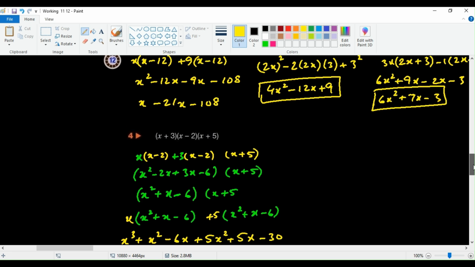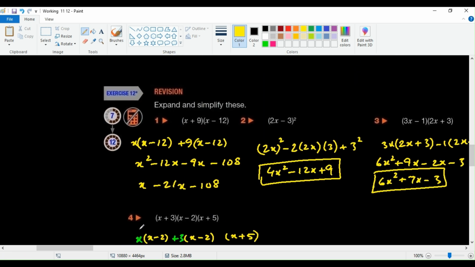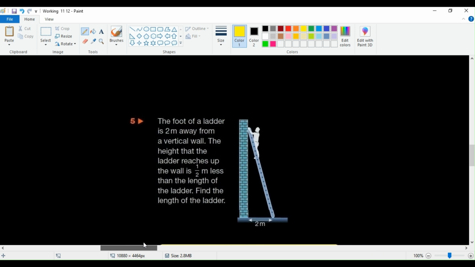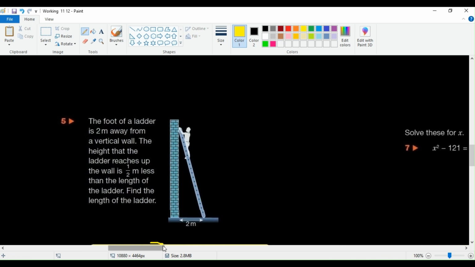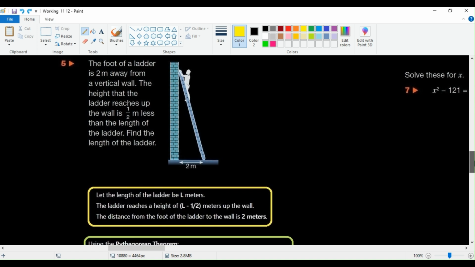Now comes question number 5. Let's see what question number 5 has. I have solved this question already, just a brief introduction. Now it says the foot of the ladder is 2 meters away from the vertical wall. The height that the ladder reaches up is half a meter less than the length of the ladder. Find the length of the ladder.